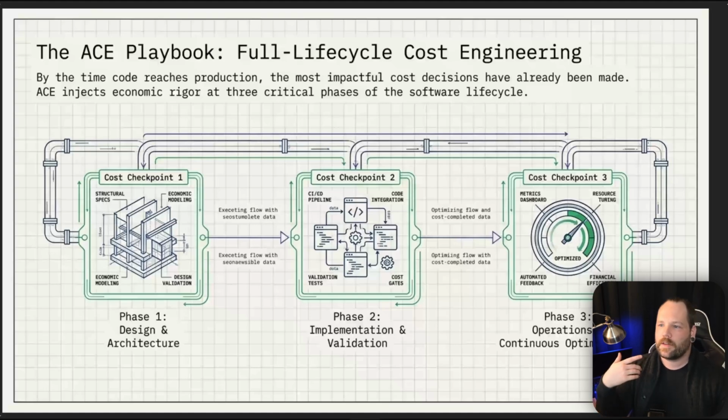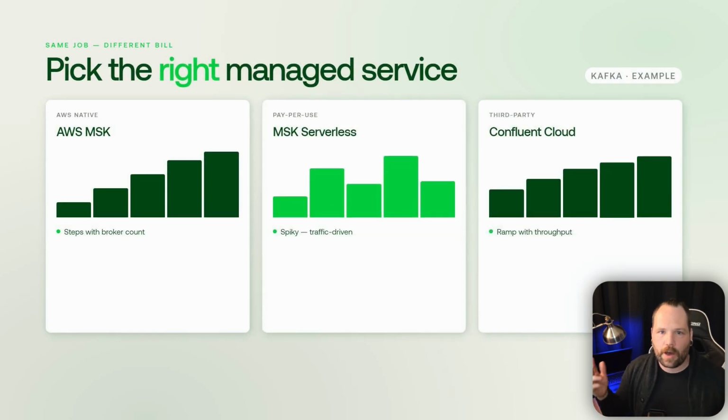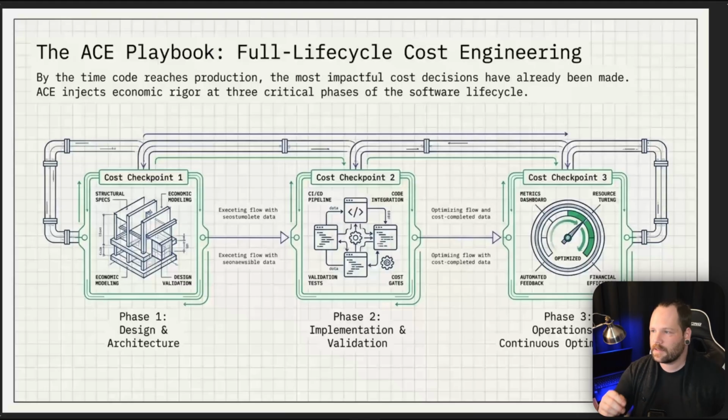Then model to choose your managed services. So let's take Kafka, for example. AWS MSK, MSK Serverless, and Confluent Cloud all do the same job, but their pricing structure is different. And the decision you make in year 1 might not be the right decision at year 10. So that's something that you need to think about in the architecture phase.